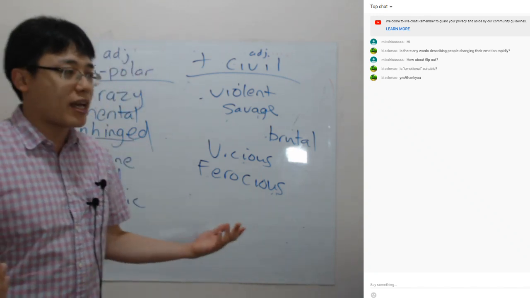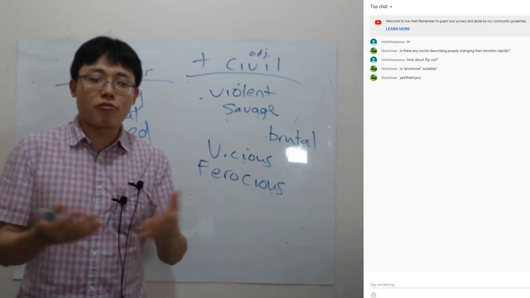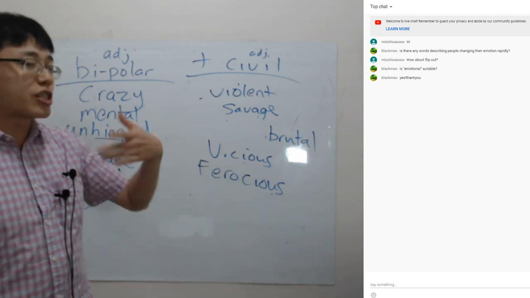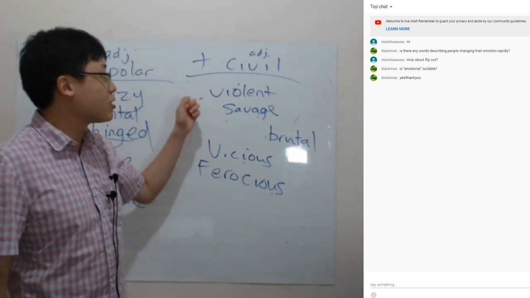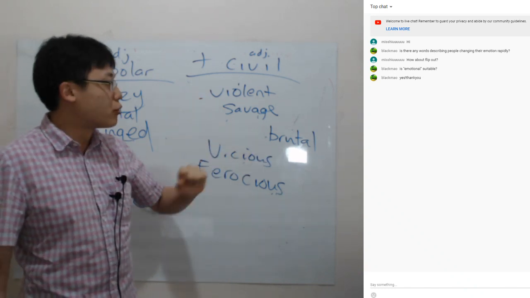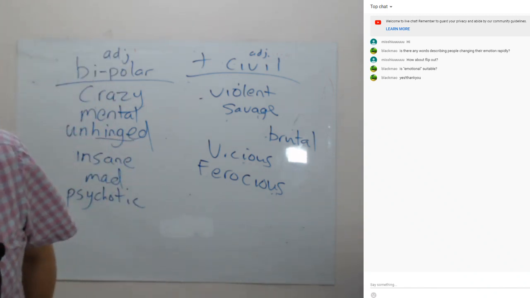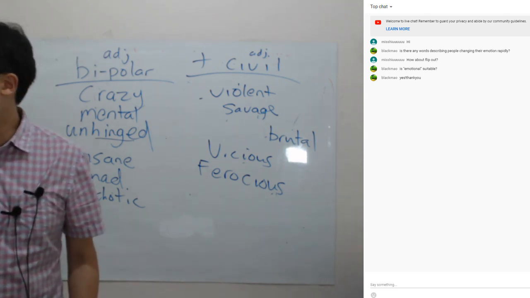It's sort of like having a gun. You don't want to use a gun, but if you have it and something bad should happen, at least you'll be prepared. That's one of the lessons that I hope a lot of people are taking right now, especially with the protests in Hong Kong. But anyways, violent, savage, brutal, vicious, and ferocious. Okay.